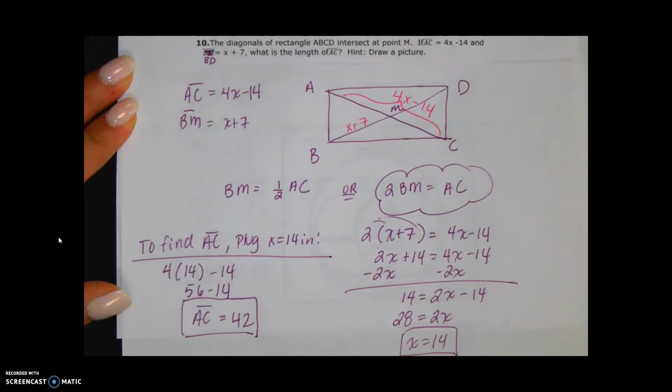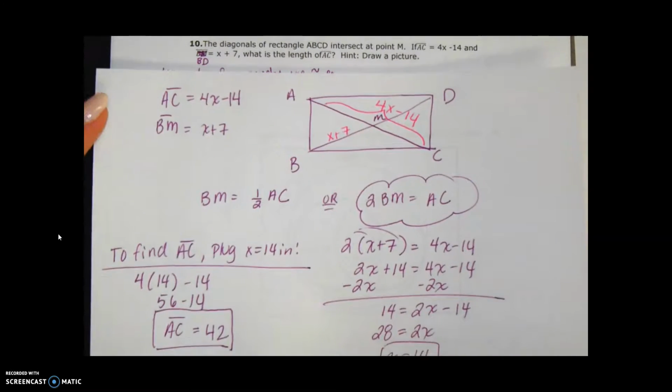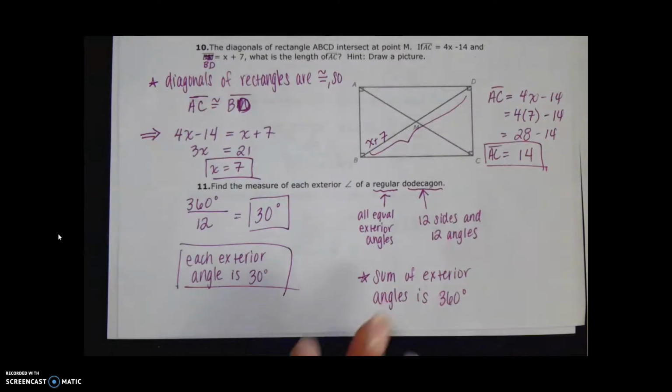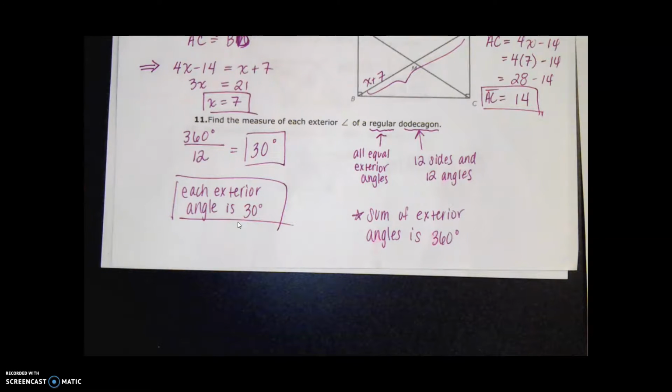What I did on the first time, it's a common error. I set them equal to each other. So I went ahead with that and then I reworked it correctly. All right. Number 11, it tells us to find the measure of each exterior angle of a regular dodecagon. Regular is all the angles are equal to each other, and it's 12 sides, 12 angles. Remember, the sum of exterior angles is 360, so I would do 360 divided by 12. That gives me 30. Each exterior angle is equal to 30 degrees.